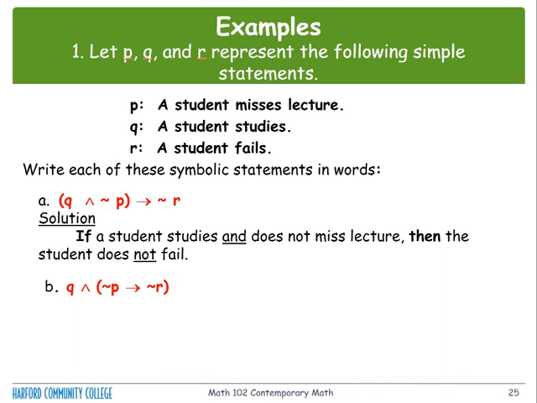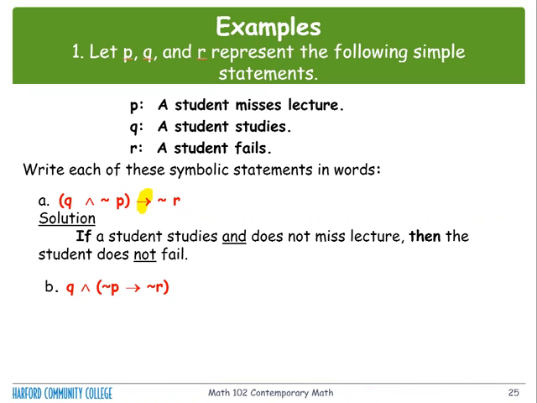In this example, let P, Q, and R represent the following simple statements. P for a student misses lecture. Q for a student studies. R for a student fails. Write each of these symbolic statements in words. For part A, the main connective is the if then. On the left, there are the parentheses for the connective and for the statement Q and not P. On the right side of the arrow is the statement negation R, or not R.